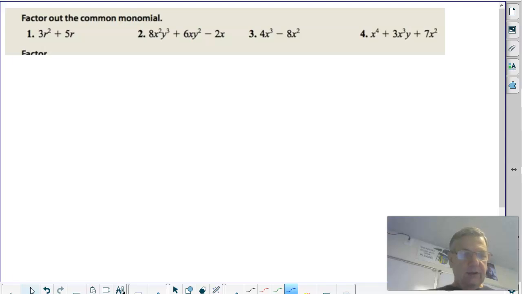Problem number one was just the aspect of factoring out common factors. Remember, factor out common factors first, right? So if you look, there's a common R. You're going to take an R out of the first term, leaving a 3R, and you're going to take an R out of the 5R, leaving the 5. So that's number one. When you look at number two, you have a number common factor.